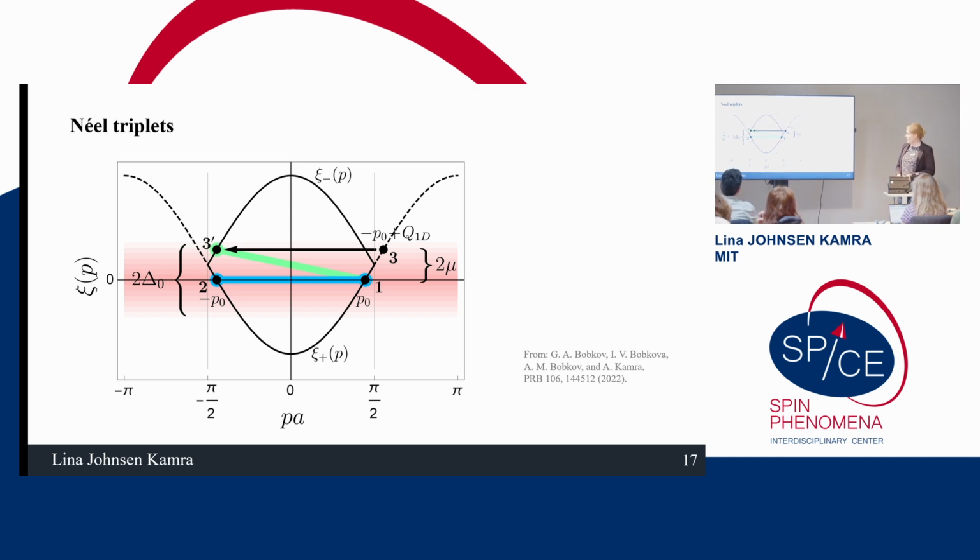And now we don't anymore have just the option of creating a Cooper pair between these two points, which is the conventional spin singlet pair. We can also create a finite energy pair between here and here. And this is what they called a Néel triplet, which is a type of odd frequency spin triplet, which can either be seen as finite energy or finite momentum, depending on whether you look in the folded or extended Brillouin zone. And this type of triplet is much stronger when the chemical potential is small, because we want this energy difference to be small.